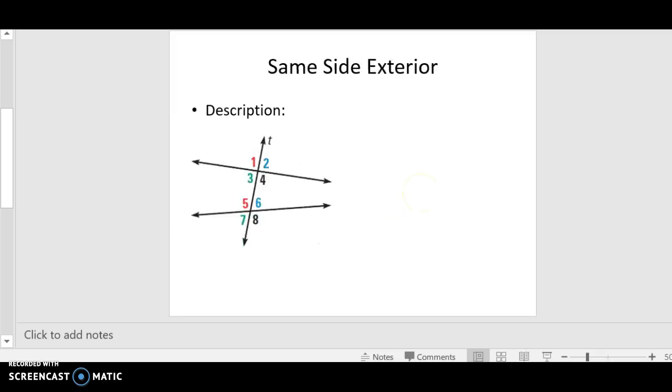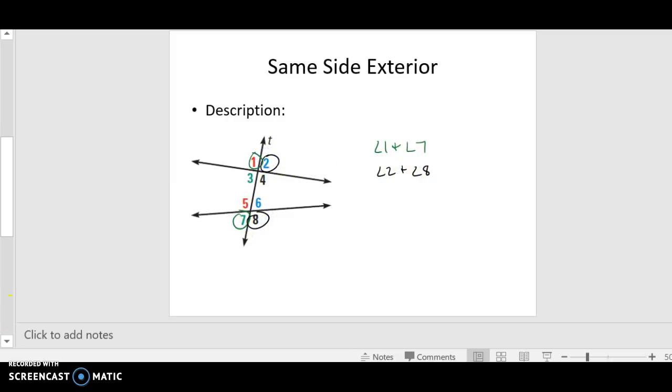Same side exterior is very similar. Same side of the transversal, both exterior. If I look at that, angle 1 and angle 7 are same side exterior, and then another pair would be angle 2 and angle 8.